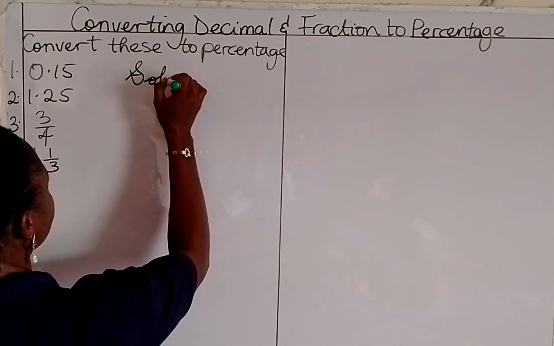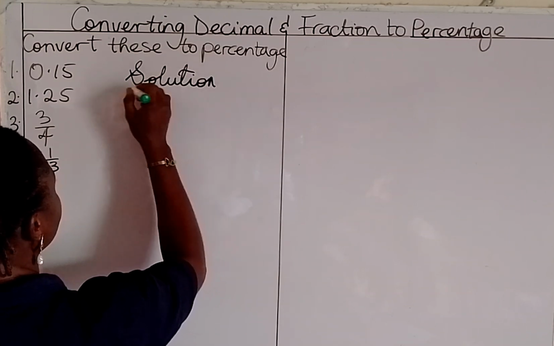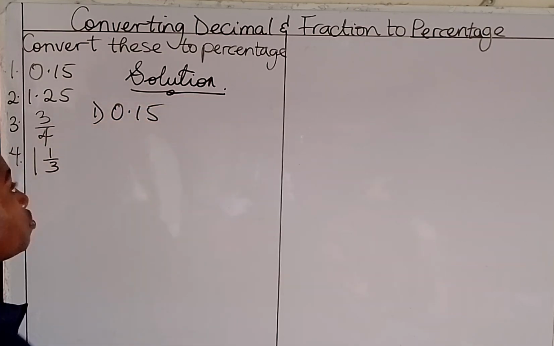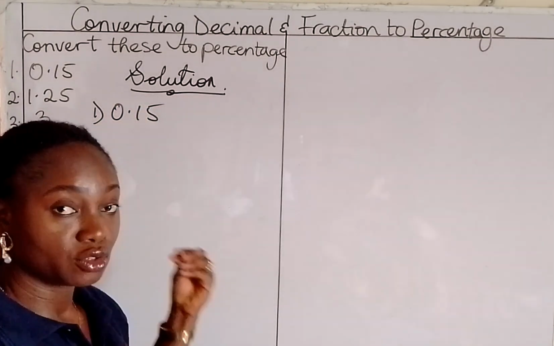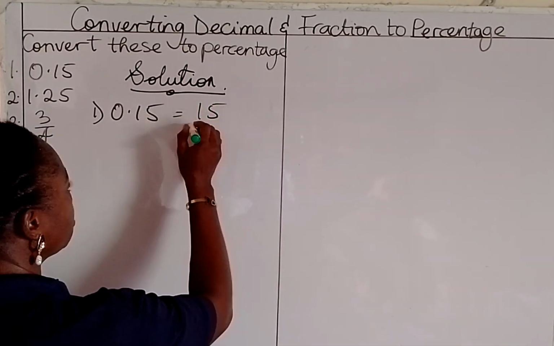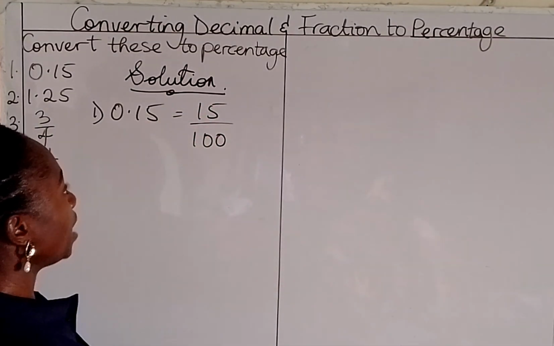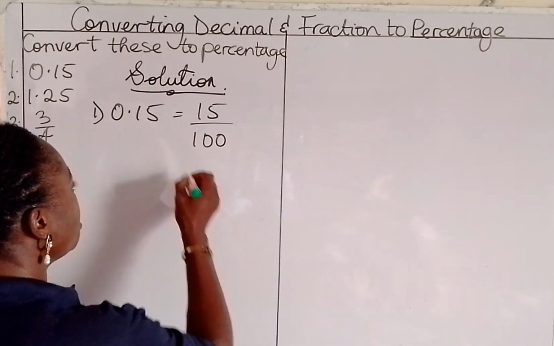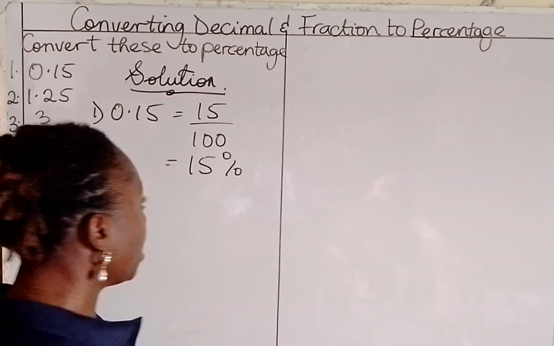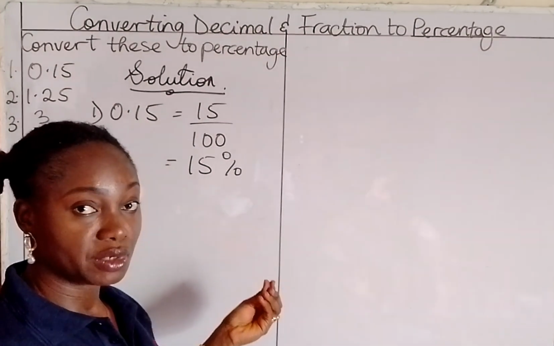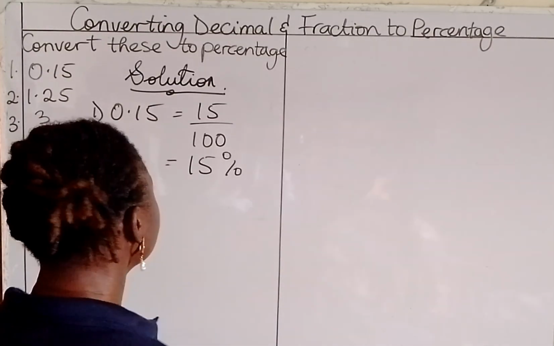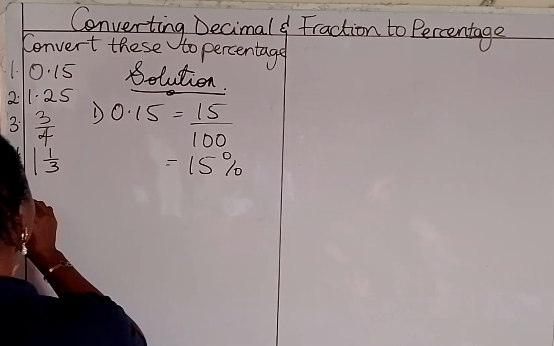Solution. Now question 1 says 0.15. How do we convert 0.15 to a percentage? Okay, this simply means we're going to divide 15 by 100, and by doing so our answer here is 15%, because remember in our previous lesson we said percentage means what? Out of every 100 or per 100. So we have 15% for question 1.